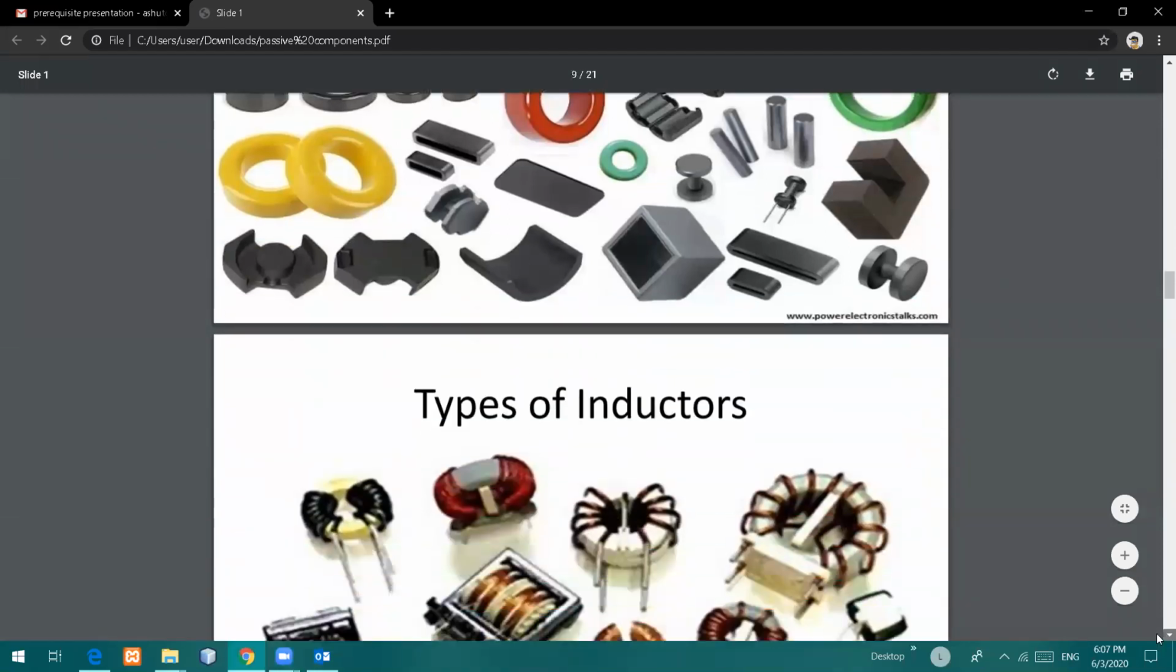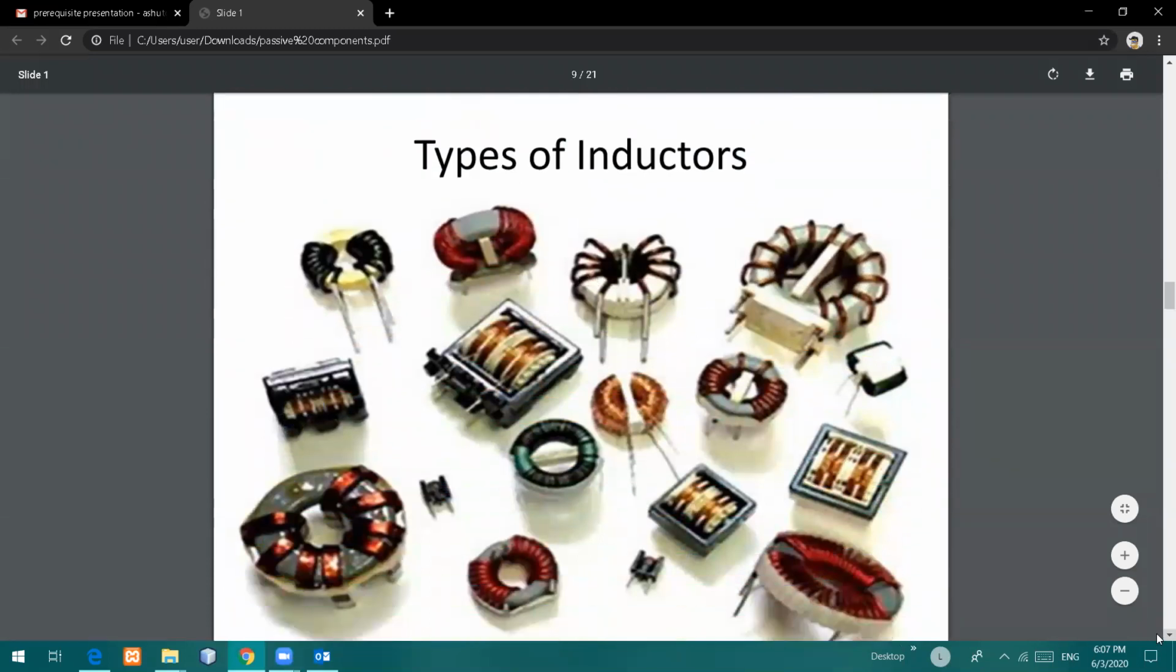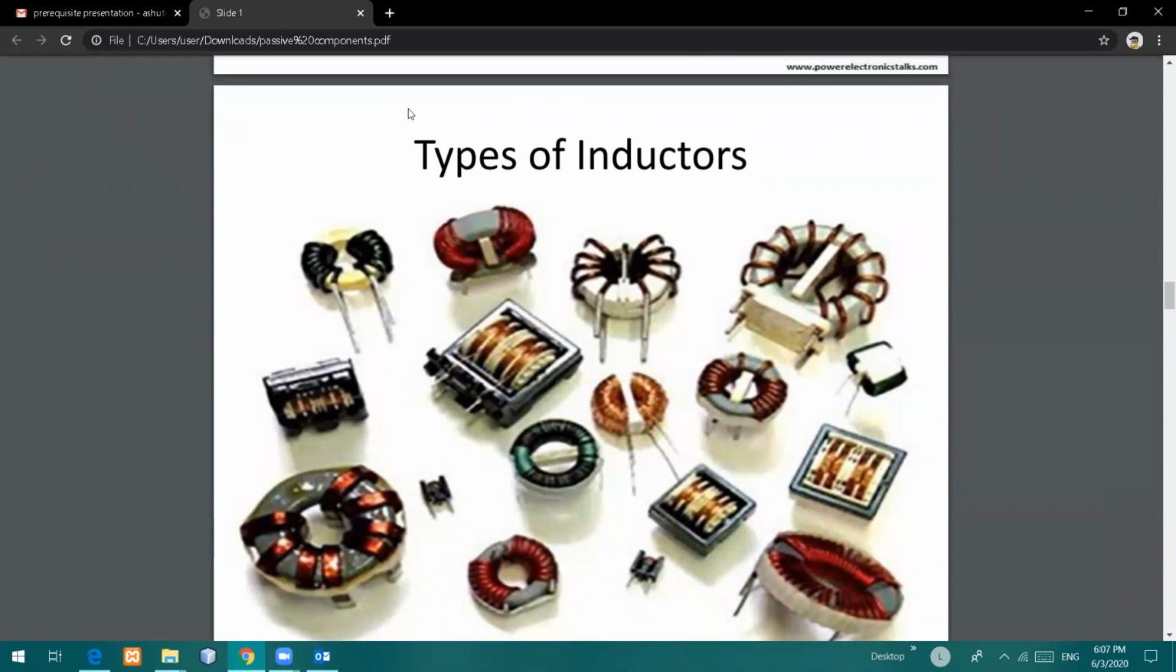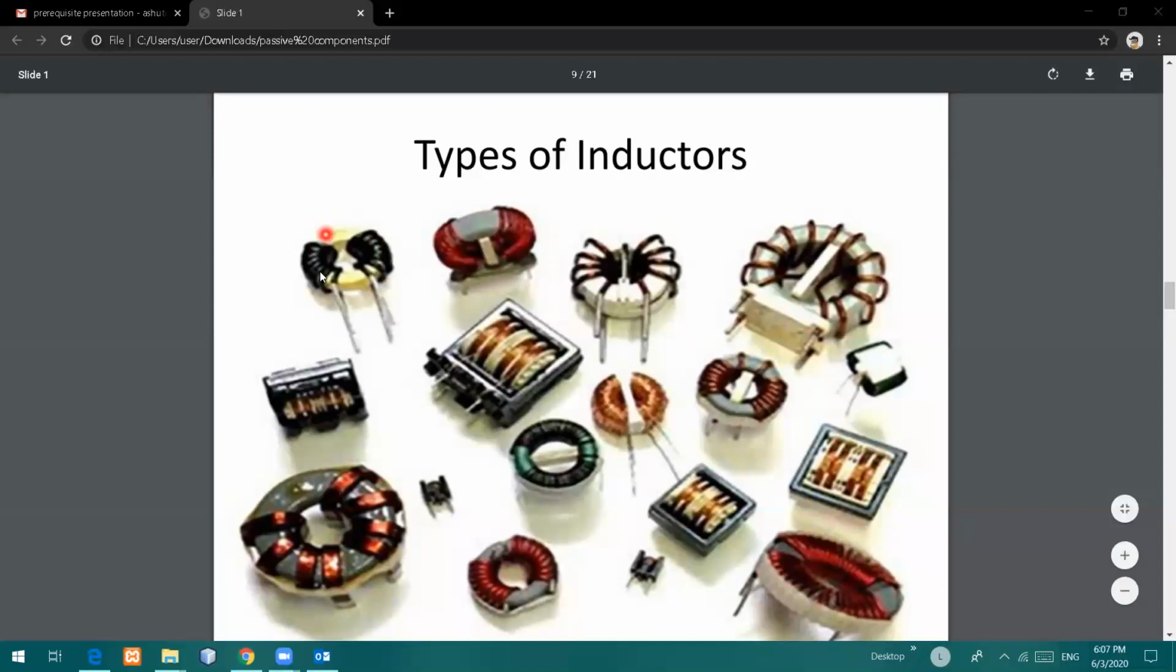Let us go ahead. This is again the actual inductors made using the ferrite core. You can see how a ring core is made to develop an inductor. This is a ring core inductor. All these are ring core inductors.